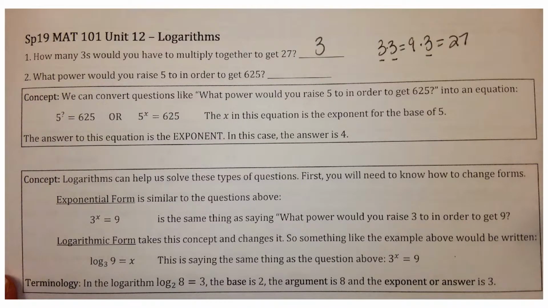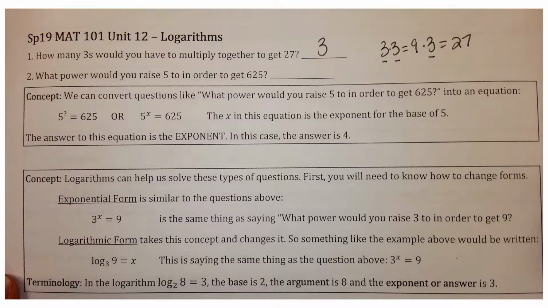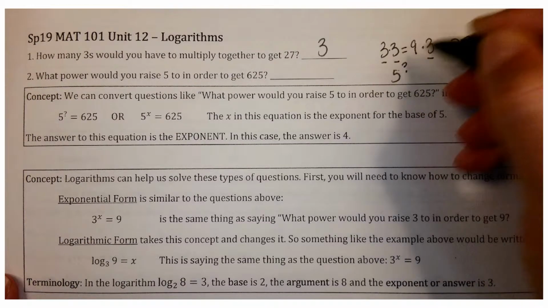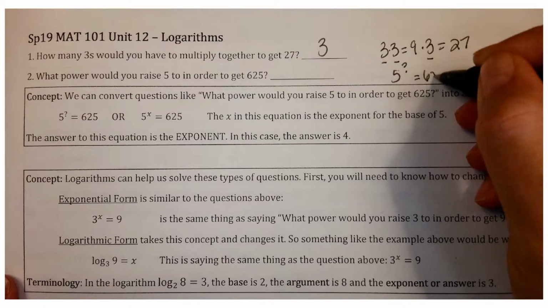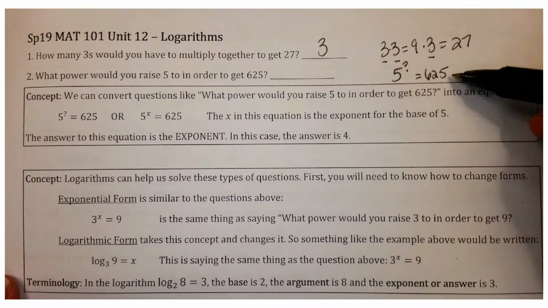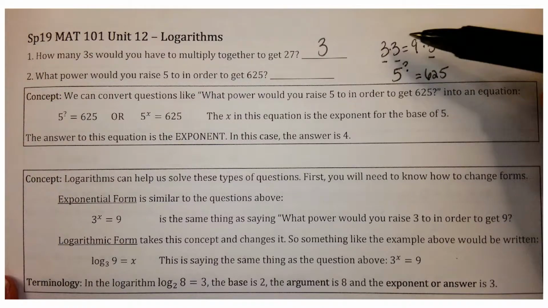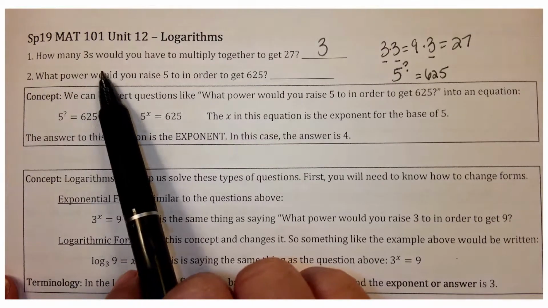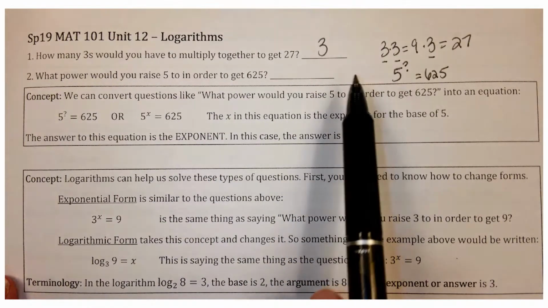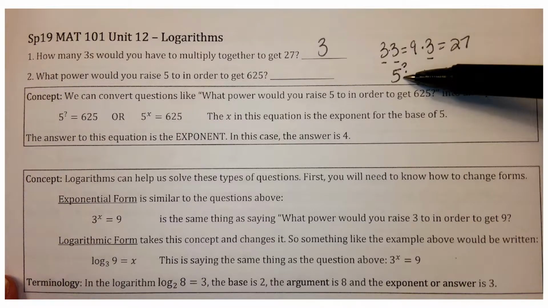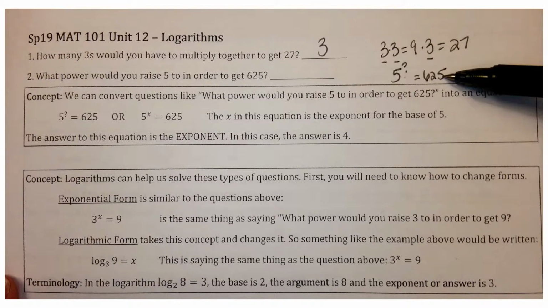What power would you raise 5 to in order to get 625? Okay, so what I'm saying is 5 to what power equals 625? This is the same concept as the problem before it. So for example, if I'm saying how many times would I have to multiply 3 together to get 27, in this problem I could say how many times would I have to multiply 5 together to get 625. So let's see if we can figure that out.